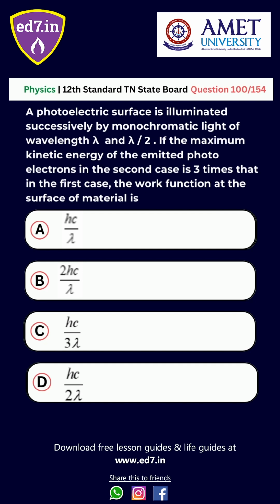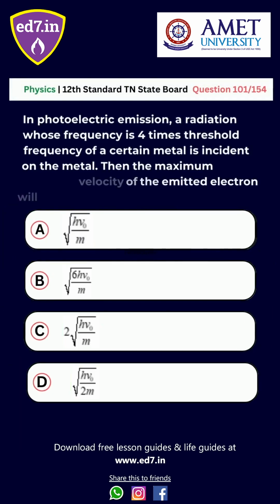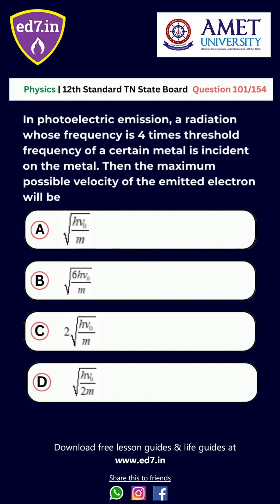The right answer is option B, hc by 2 lambda. Question number 101. In photoelectric emission, the radiation whose frequency is 4 times the threshold frequency of a certain metal is incident on a metal. Then the maximum possible velocity of the emitted electron will be: option A, root of hv0 by m; B, root of 6 hv0 by m; C, 2 into root of hv0 by m; D, root of hv0 by 2m. The right answer is option B, root of 6 hv0 by m.